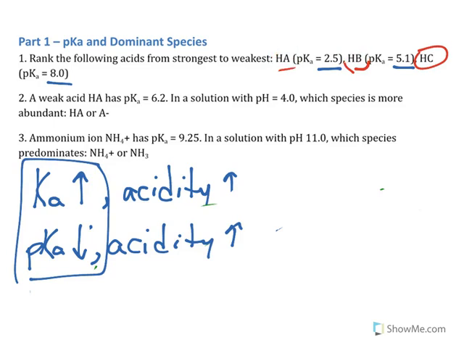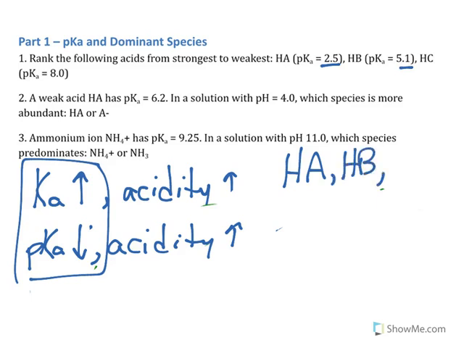So really all I need to do here, in order to order these from strongest acid to weakest, is find the lowest pKa value first. So HA is the strongest acid. The pKa of HB is 5.1, which is the middle here. So HB will be my middle strength acid. And HC has the highest pKa value, so it is the weakest of these acids.